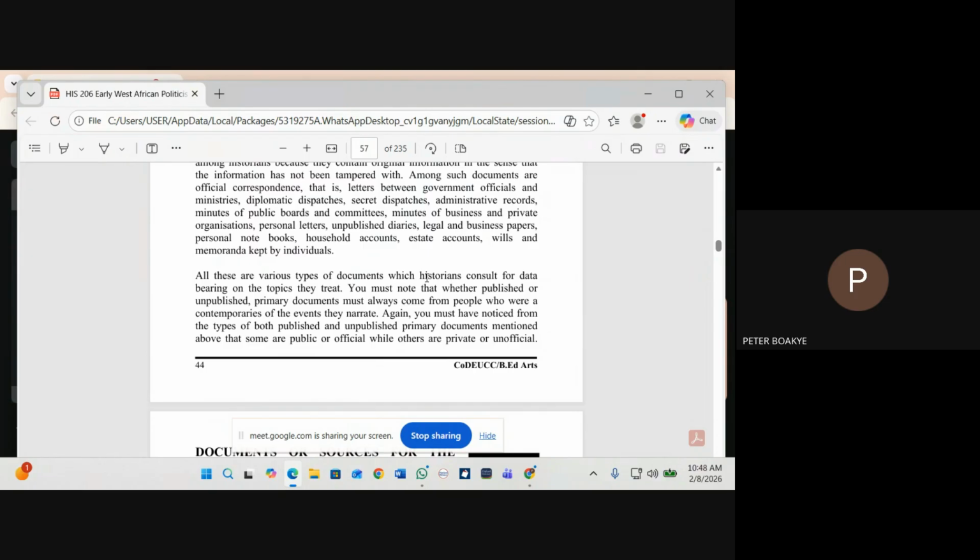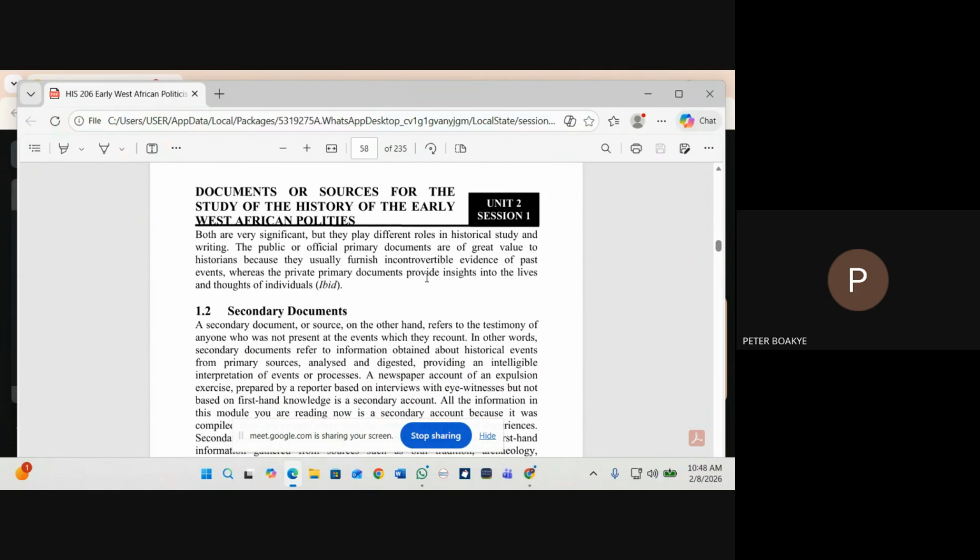Again, you must take notice from the types of both published and unpublished primary documents mentioned above that some are public or official, while others are private or unofficial. Both are very important and we need to use them.